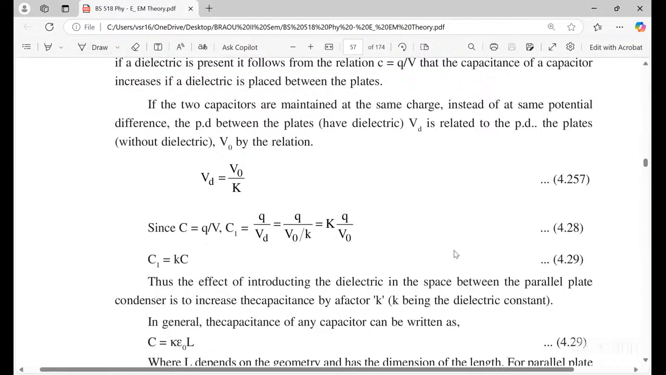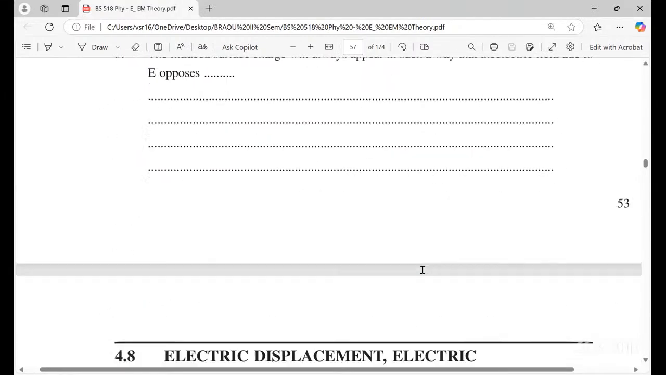But before calculating the capacitance of the parallel plate capacitor, you need to calculate the potential difference between them. Why? Because as per the definition, C equals Q by V. That's why you need to calculate the V value. Later on, if you substitute in the formula, you may get the final equation. That is the case.